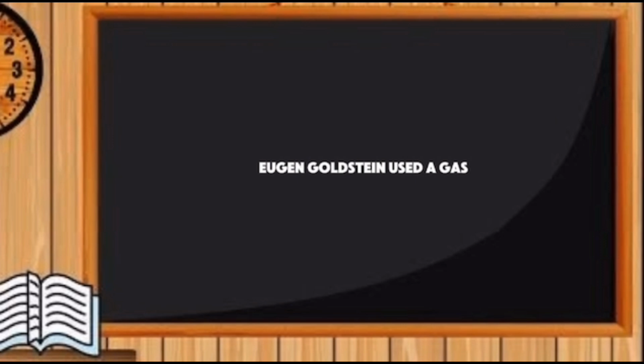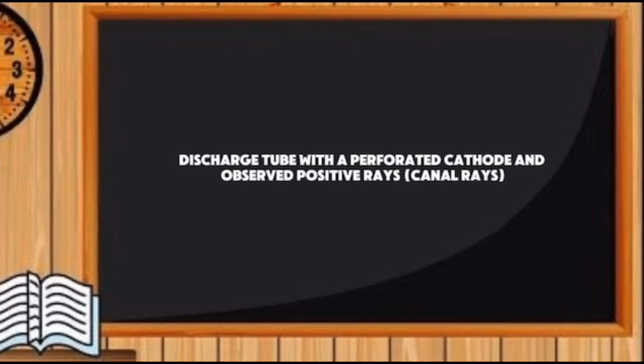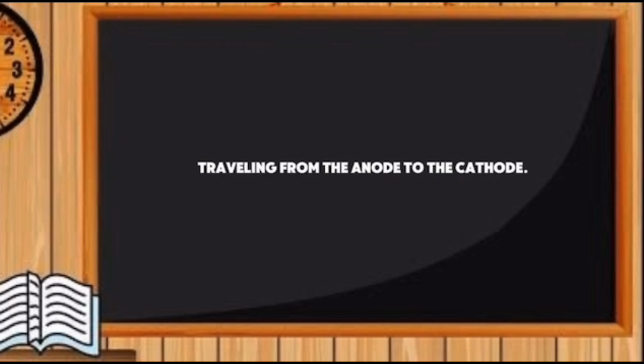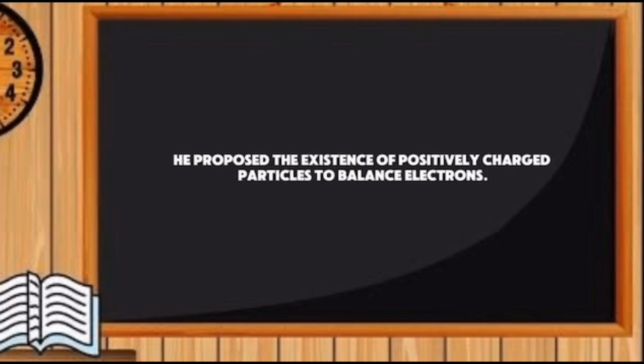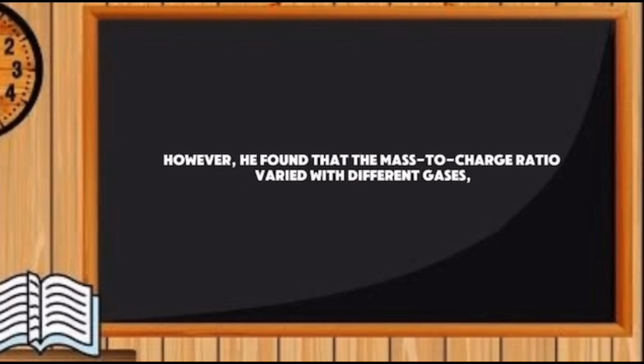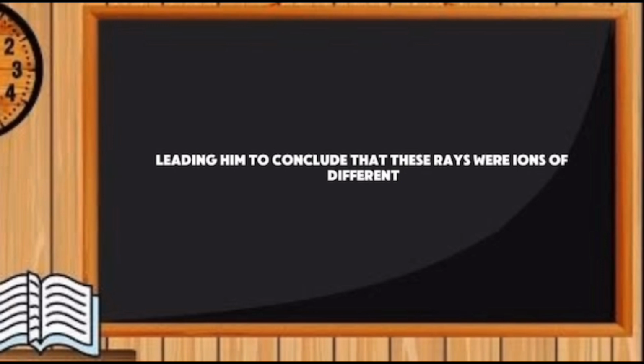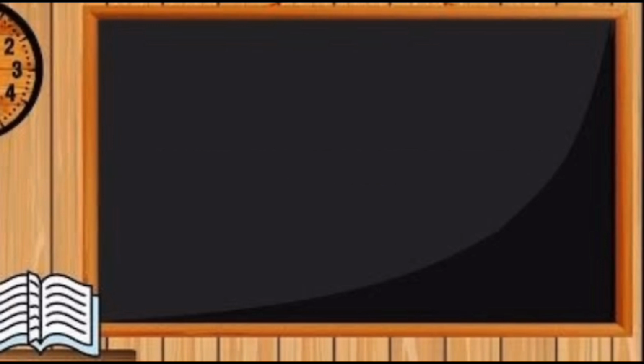Eugene Goldstein used a gas discharge tube with a perforated cathode and observed positive rays traveling from the anode to the cathode. He proposed the existence of positively charged particles to balance electrons. However, he found that the mass-to-charge ratio varied with different gases, leading him to conclude that these rays were ions of a different fundamental particle.